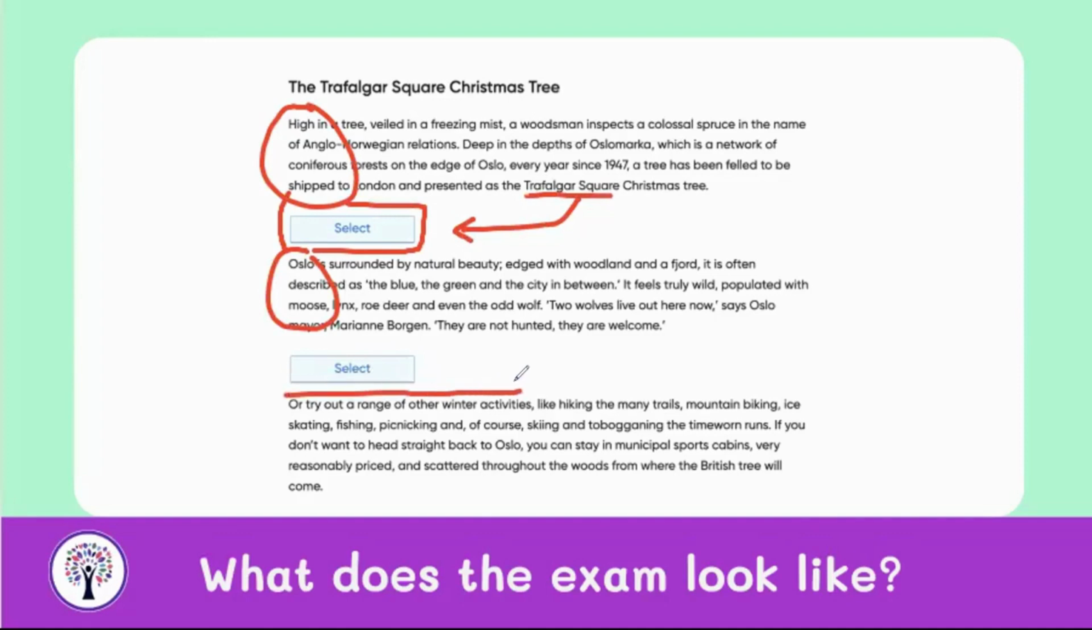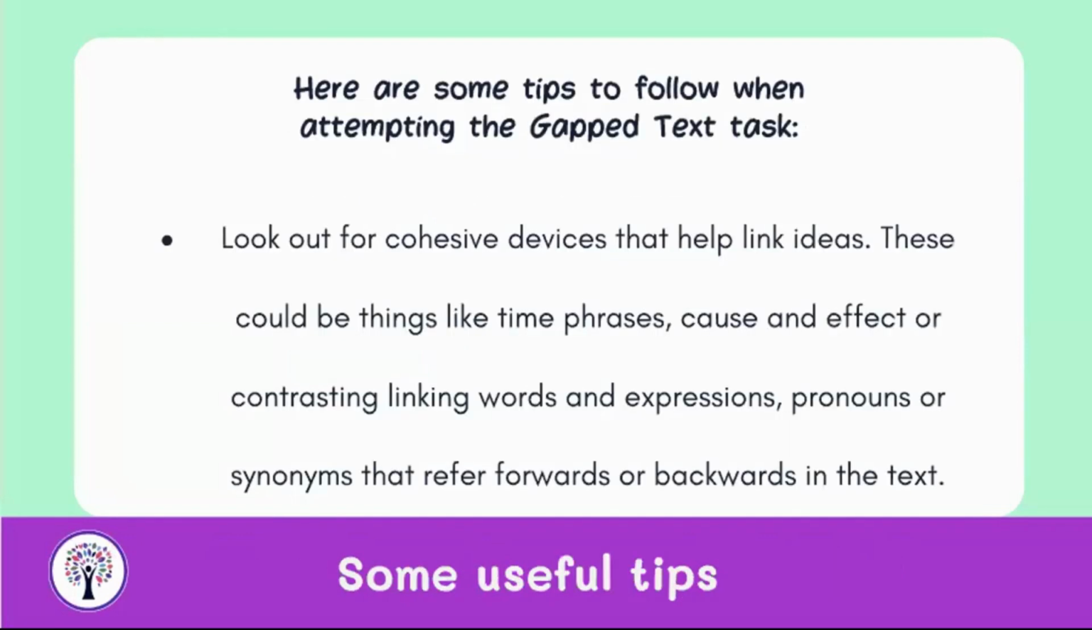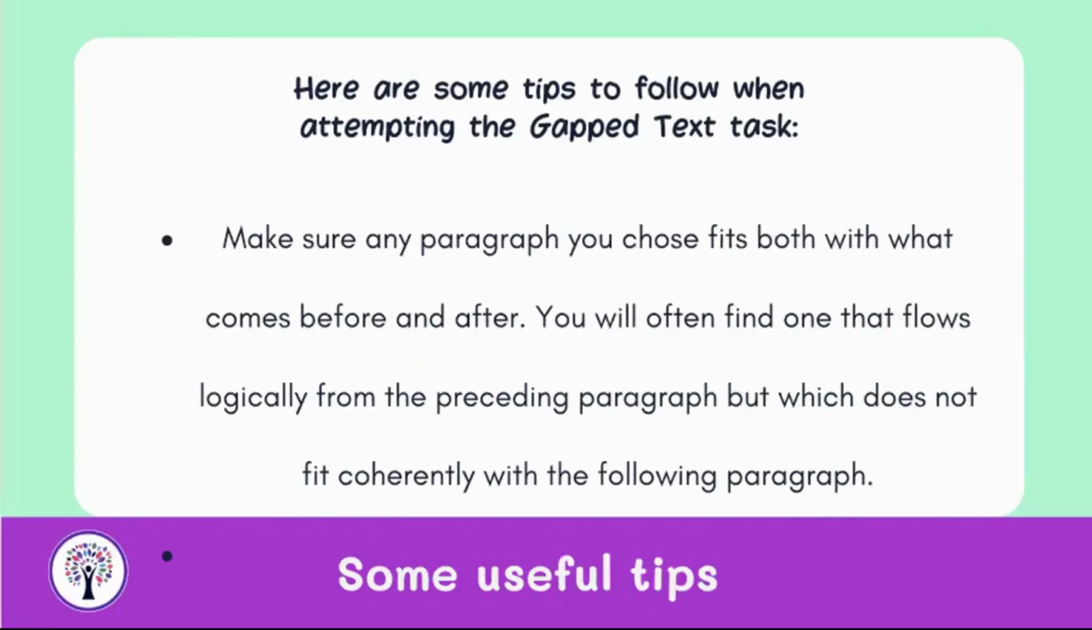Here, we've got winter activities and this word or. So here, there's likely to have been some other option. So we've got the natural beauty, we've got the activities, and then we need another option here so that this word or makes sense. So those are the kinds of clues that we're looking for that might give us an idea of which paragraph is missing. Let's see what tip is next, everybody.